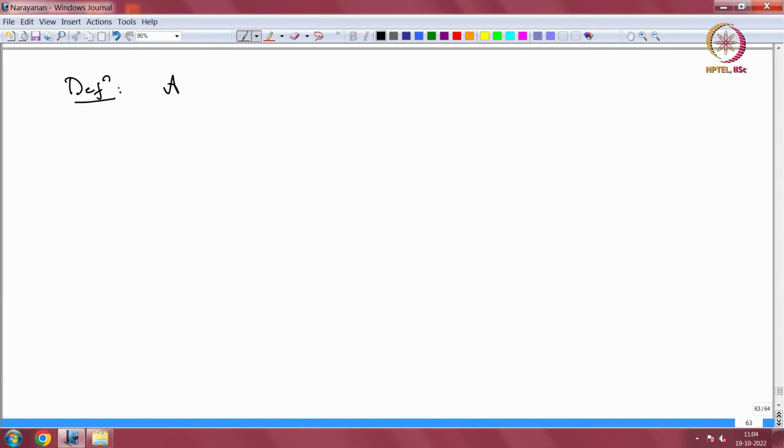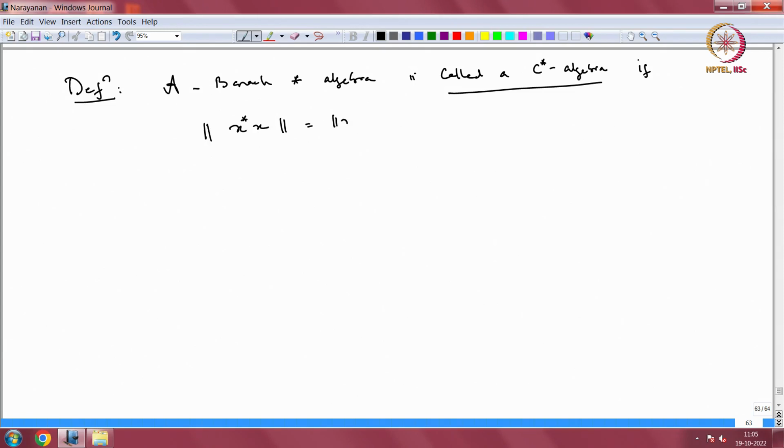So, a Banach algebra, so this is a Banach star algebra. So, remember star is an involution on A, of order 2 and so on, is called a C star algebra if the norm of x star x equals norm x square. x star x makes sense because we have an involution. Okay. So, the definition is very simple.